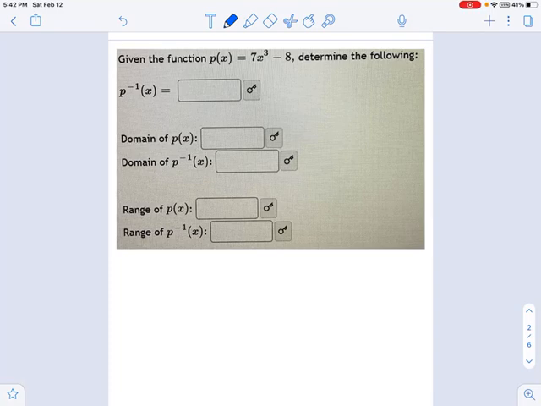I'm given a function called p, where p of x is a cubic function, 7x cubed minus 8, and I'm told to find several things. For one thing, we want to know what the inverse is. Do that first. And then after that, we're going to talk about the domain and range.